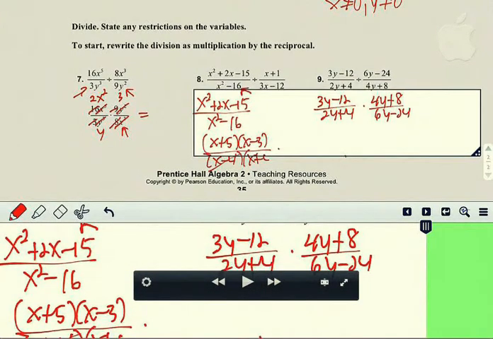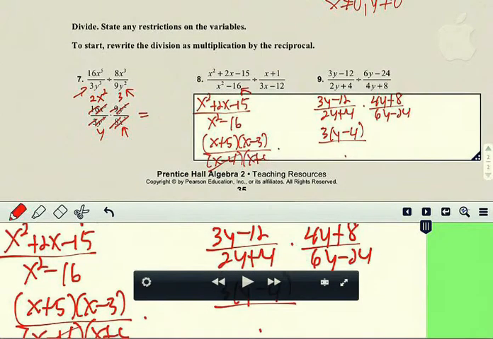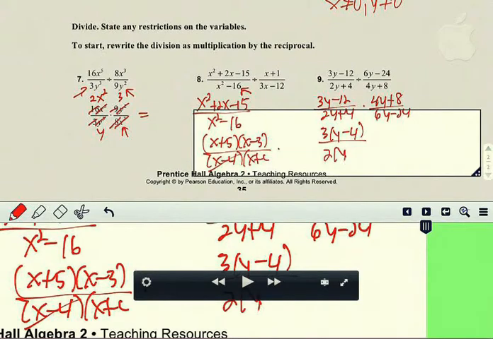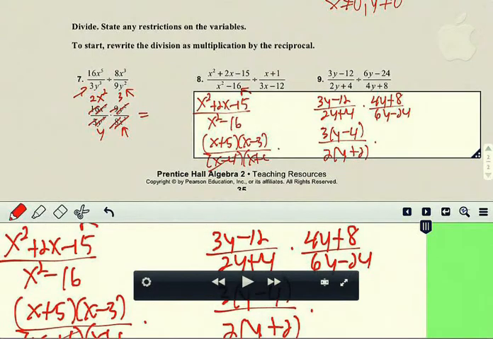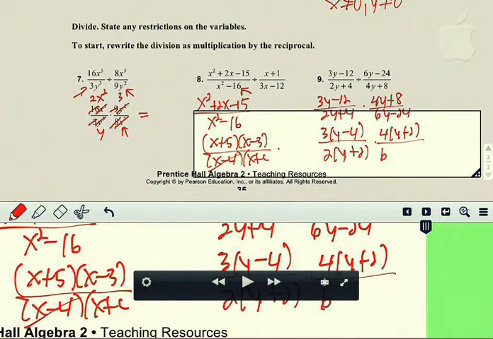And now we factor. 3 times y minus 4 over 2 times y plus 2. And the second fraction, 4 times y plus 2 over 6 times y minus 4. Well, you can see the y plus 2's are going to go, the y minus 4's are going to go. And we'll have 12 over 12, which is 1. This whole thing equals 1.